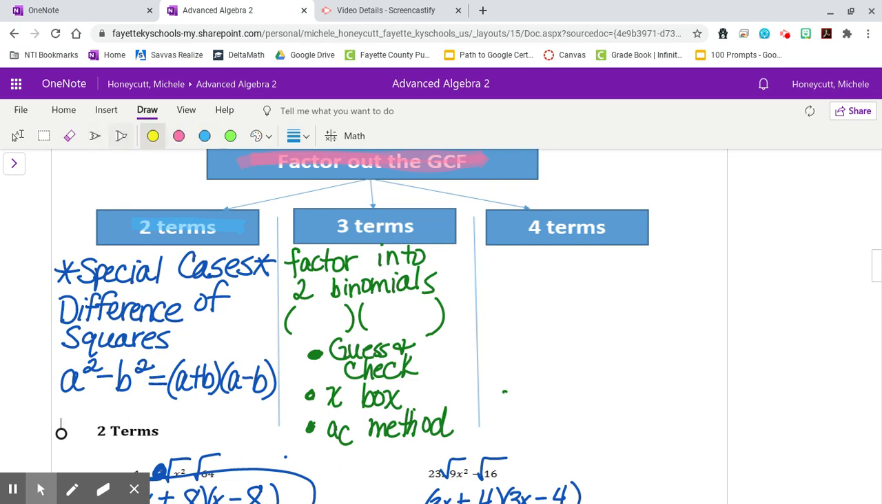You'll see me use guess and check the most because it requires the least amount of writing. That doesn't mean it's the best, that's just the one I prefer. If you don't like guess and check, you are welcome to find another video that shows you how to do the Xbox method or the AC method to factor, or maybe you just remember it on your own. Totally fine on either of them, but you'll see me demonstrate guess and check the most.